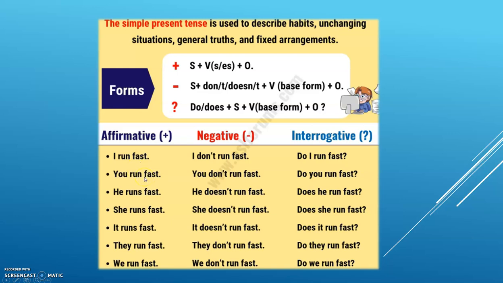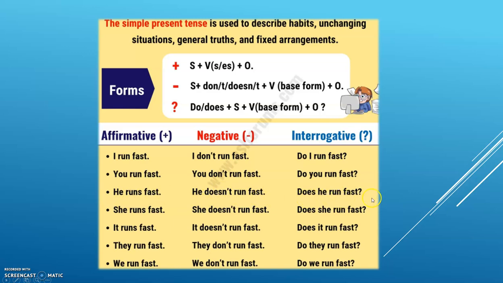Third person will be, you're pointing, they. I run fast. I don't run fast. Do I run fast? Question mark. Remember, interrogative. You run fast. You don't run fast. Do you run fast? He runs fast. He doesn't run fast.